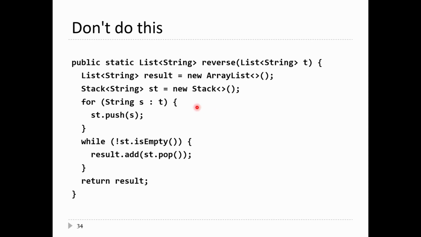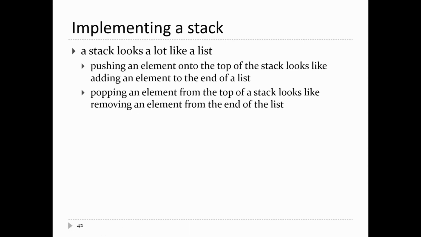And I've used one loop iteration to copy all the elements of T into the stack. And then I'm going to use a second iteration over all the elements to put the elements into the resulting list. You can reverse that list just by iterating over the sequence once. So this iterates twice, and it also makes a second data structure. So this is not a good way to do this. But it does show you how a stack works.